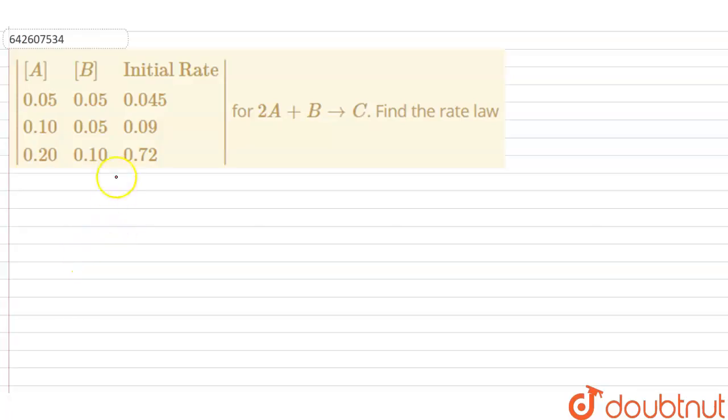Hello students. Let's move to the next question. The question over here is wherein a reaction has been given to us and the reaction is as follows. It's 2A plus B gives C. So we have to find the rate law. Now, the question is what do you mean by rate law? But before that, let us go through the given information.